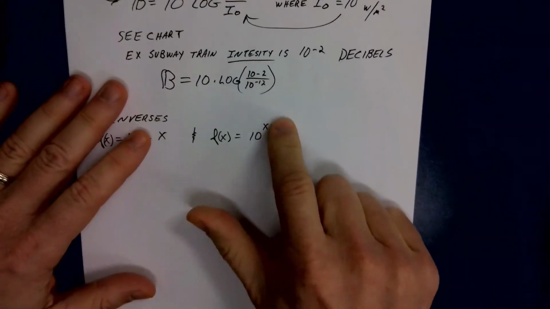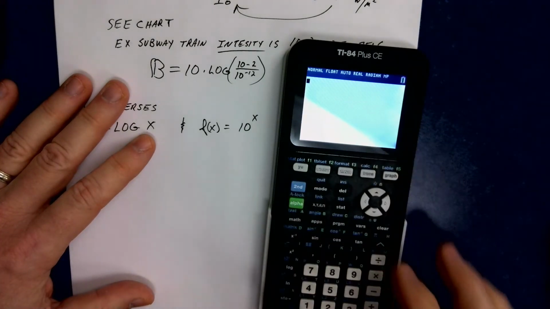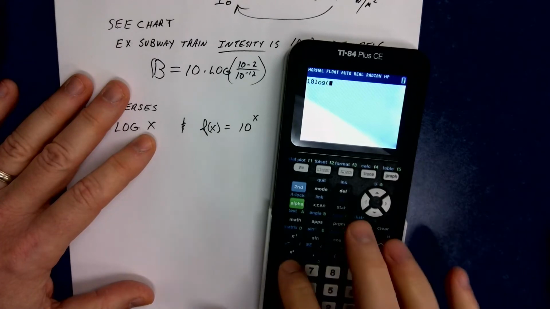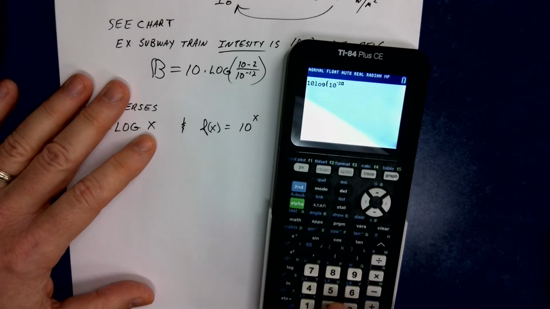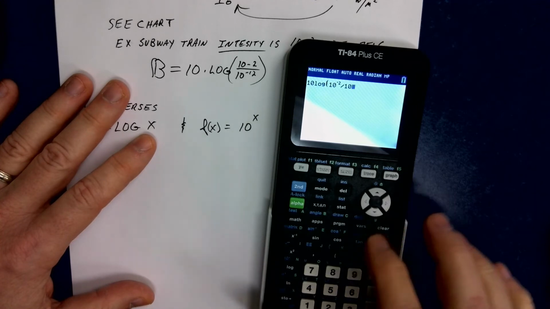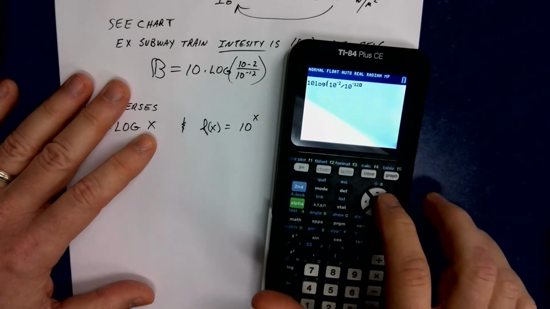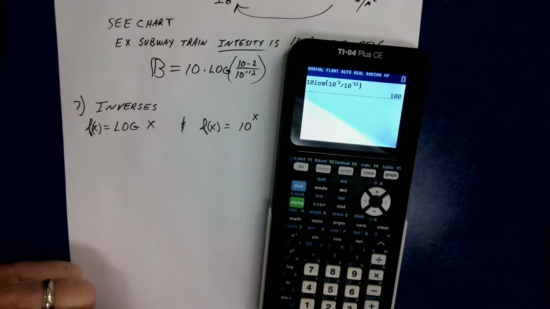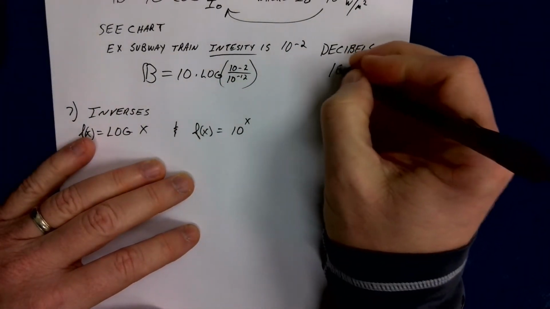Okay, so we're going to go ahead and plug that into our calculator. Handy dandy calculator, and you're going to see clear quit. So I got 10 log and 10 raised to the negative 2 power divided by 10 raised to the negative 12th power, down arrow, close parentheses, and you can see that the decibels for a subway train is 100.